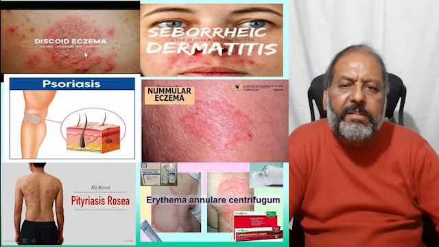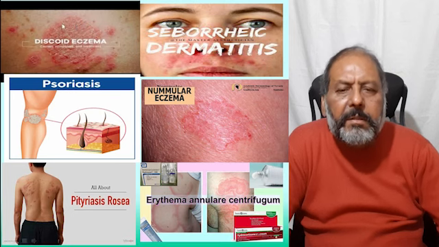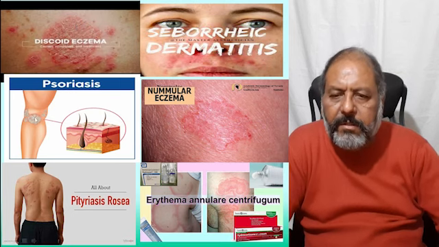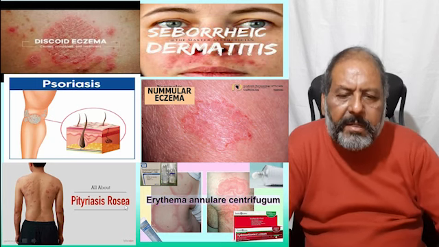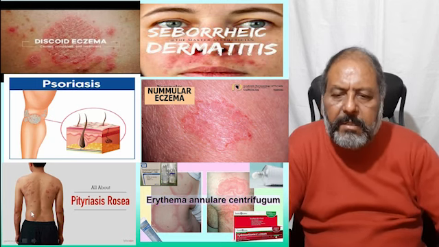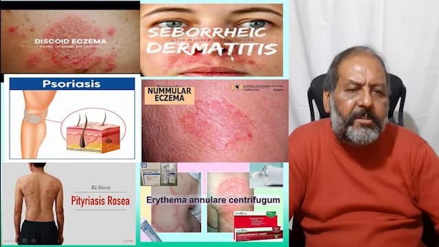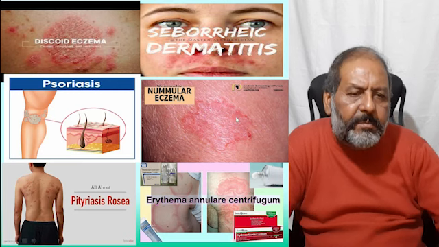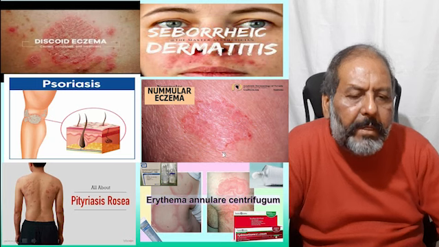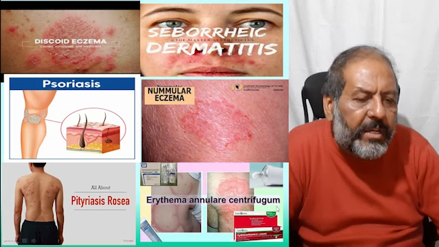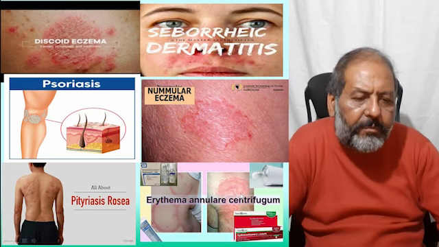So here one can see discoid eczema looking like ringworm. Then psoriasis can sometimes give you the appearance of ringworm, and here pityriasis rosea also gave the appearance like that. Seborrheic dermatitis, as one can appreciate, and nummular eczema is also giving the ring-like appearance, and erythema annulare centrifugum, as one can appreciate the ring-shaped appearance of these lesions.